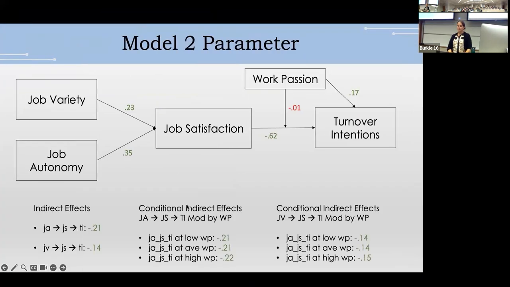Then we've got our indirect effects, and then there are those conditional indirect effects. Look at these conditional indirect effects for a second, right? Negative 0.21, negative 0.21, negative 0.22. Why are they all the same, basically? Because there's no moderation, right? That work passion was not significant. It's only changing this path by basically nothing, right? So regardless of whether work passion is low, average, or high, the indirect effects aren't really changing. If work passion moderated that path, then those conditional indirect effects would change.